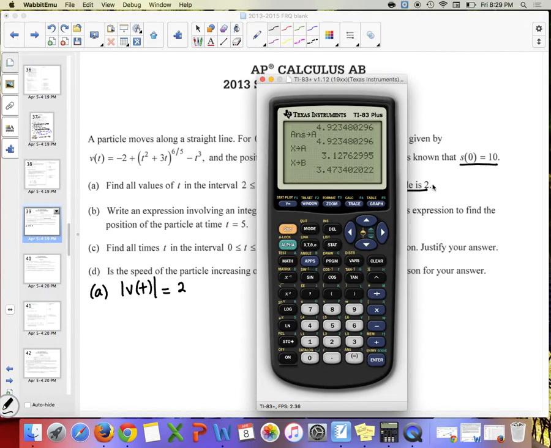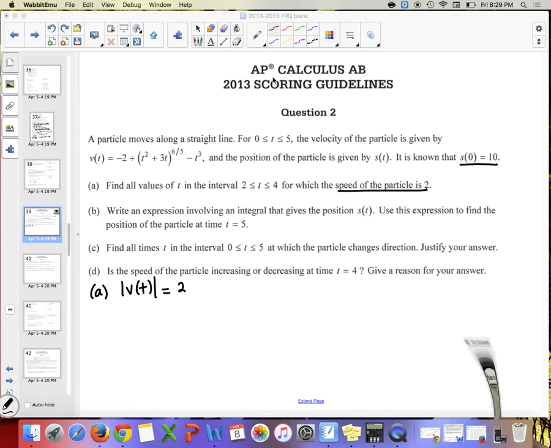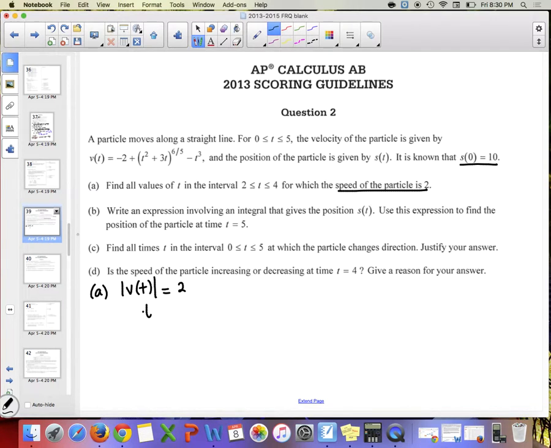All right, so I'm going to write both of those answers. So as long as I've written the equation, right, absolute value of v of t equals 2, then they know that I've solved this on my calculator. So I'm going to have t is equal to 3.128 if I round, and t is equal to 3.473. Okay?